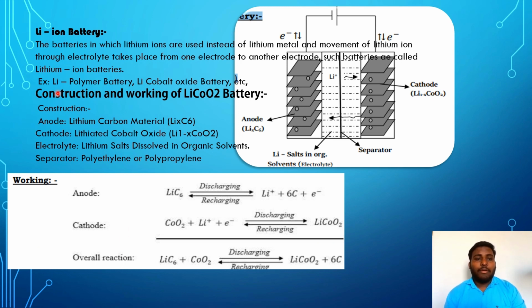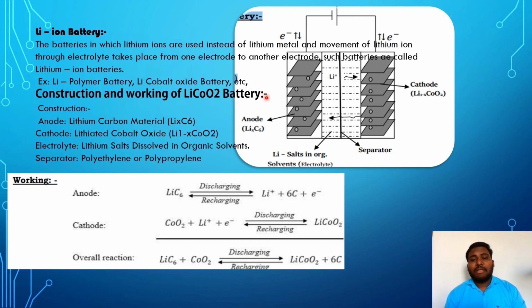Moving further, we are going to deal with the lithium ion battery, which again comes under the topic of working of batteries. Second topic, lithium ion batteries. Batteries in which lithium ions are used instead of lithium metal, and the movement of lithium ions through an electrolyte takes place from one electrode to the other electrode, are called lithium ion batteries.